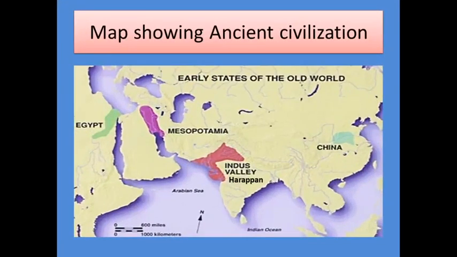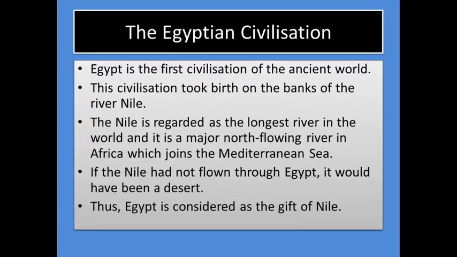Map showing ancient civilization. You have already seen it. Now let us begin with the Egyptian civilization. This is the first civilization of the ancient world. This civilization took birth on the banks of the river Nile. The Nile is regarded as the longest river in the world, and it is a major north-flowing river in Africa which joins the Mediterranean Sea.